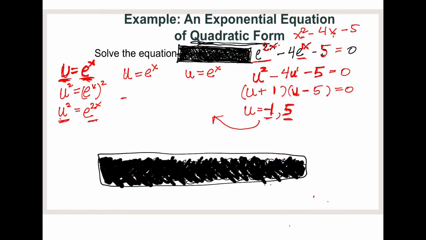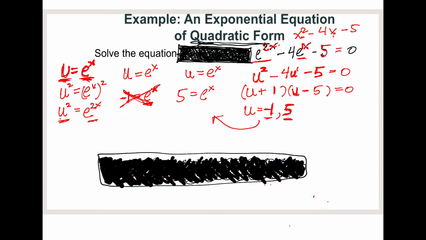So we'll start off with negative 1. Instead of u, we'll put negative 1 equals e to the x. So in other words, e to what power is going to give me negative 1? And over here we have 5 equals e to the x. Now, e, remember, is this 2.7 number. There's no way I can take this number and raise it to a power where I end up with something negative.